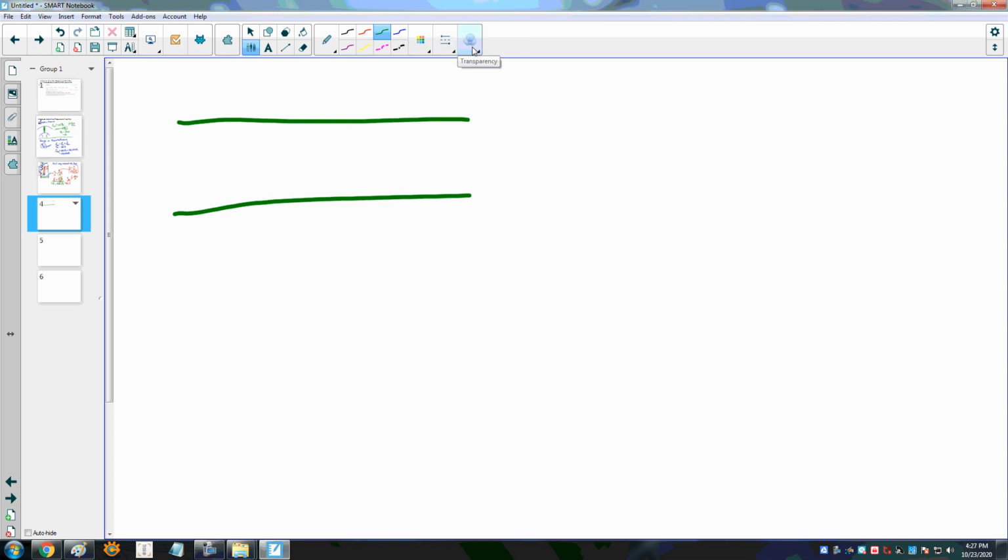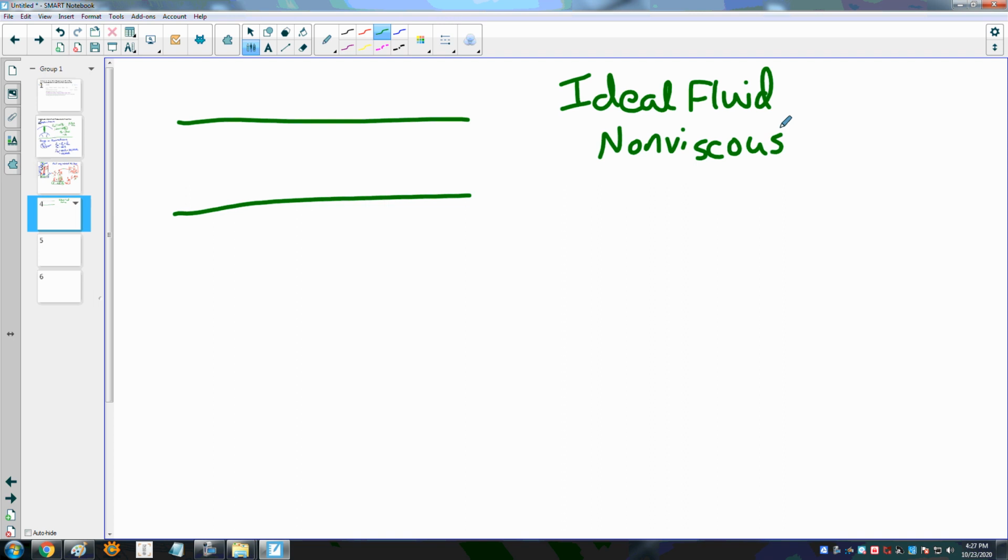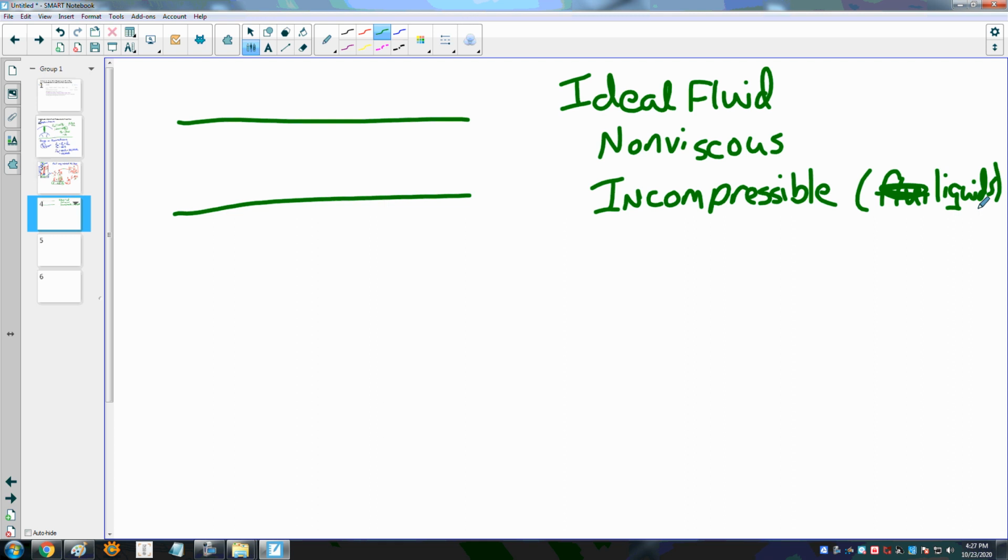So if I have an ideal fluid, and an ideal fluid will have 4 properties, we'll talk about these in the class in Physics 101, but they are non-viscous. So like water is not very viscous, but maple syrup, on the other hand, is very viscous. They are incompressible. All gases are compressible. So basically this leaves us just with liquids, because all gases are compressible, liquids are not compressible. And then they have steady motion.